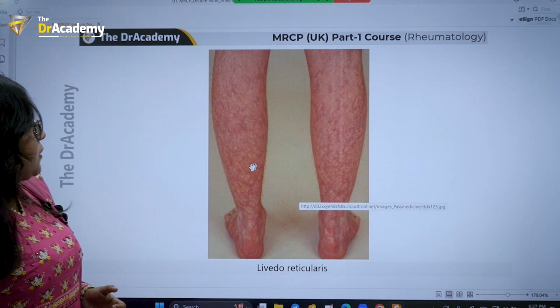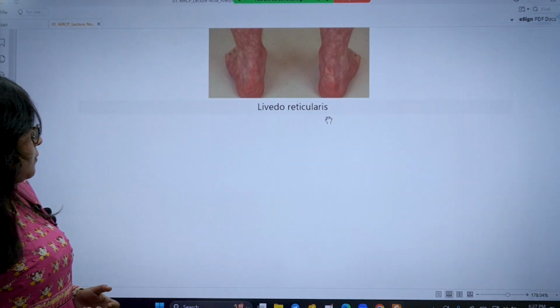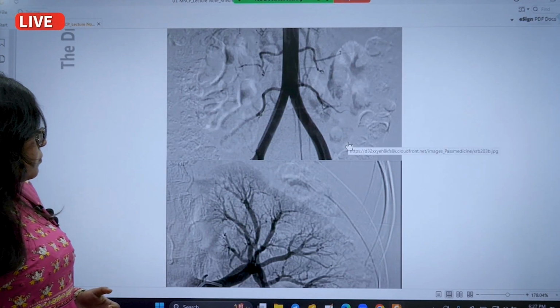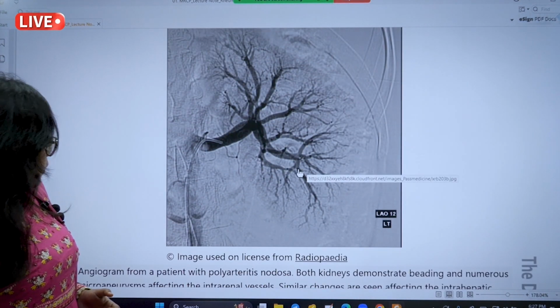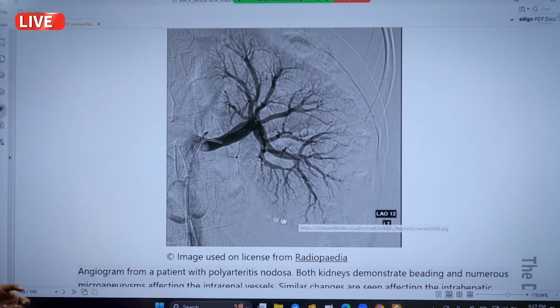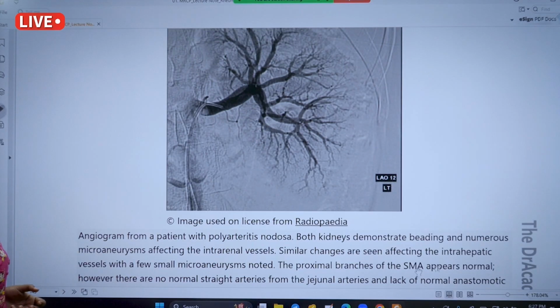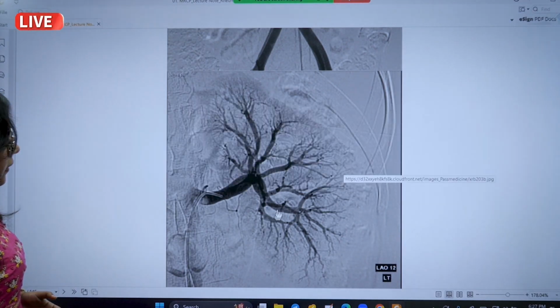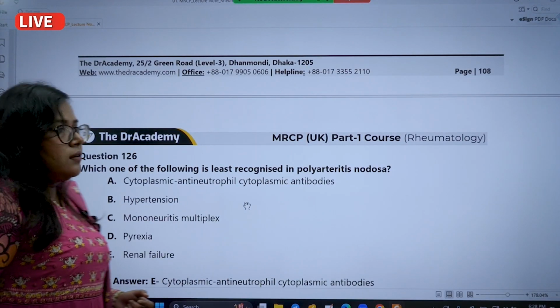This is the livedo reticularis type of skin lesion in the lower limbs. And this is actually an angiogram in polyarteritis nodosa. Both kidneys demonstrate beading and numerous microaneurysms affecting the intrarenal vessels. So these are the beadings you can see here, and these are basically the microaneurysms. These are the beadings.